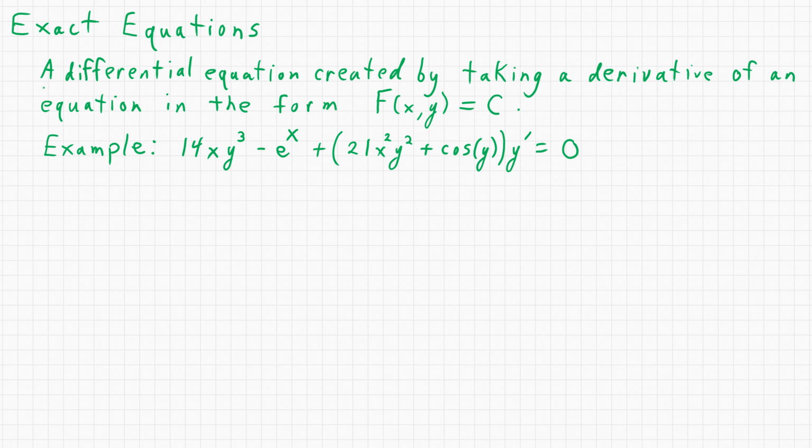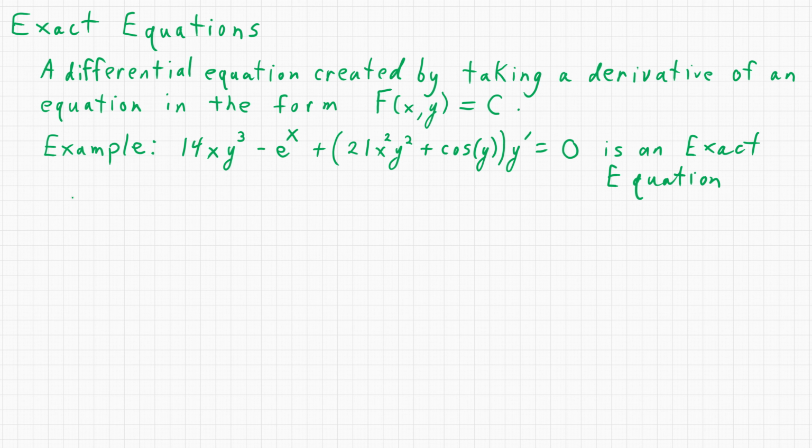But here's the definition. An exact equation is a differential equation created by taking a derivative of an equation in the form of some function capital F of x comma y equal to some constant c. Here's an example: 14xy cubed minus e to the x plus 21x squared y squared plus cosine y, all times y prime, equals 0 is an exact equation. I'll show you that it is by essentially showing you F and taking the derivative with respect to x.